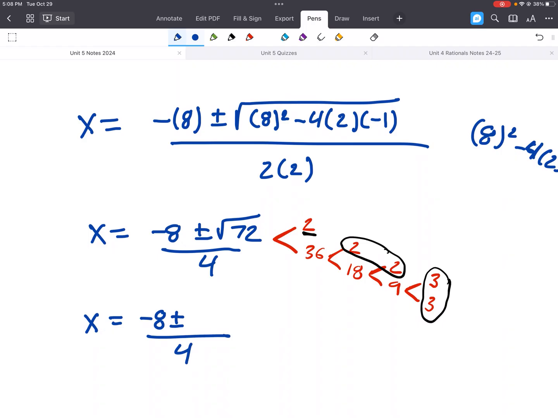So circled or paired numbers can go out into the front. So that would be, I'm just going to write that over here. So we'd have 2 times 3 square root of what's not in a group, which is a 2. So we'd end up getting 6 square roots of 2. Okay, so that went back to our first lesson. If that doesn't look familiar, please go back to our first lesson this unit and watch that video again.